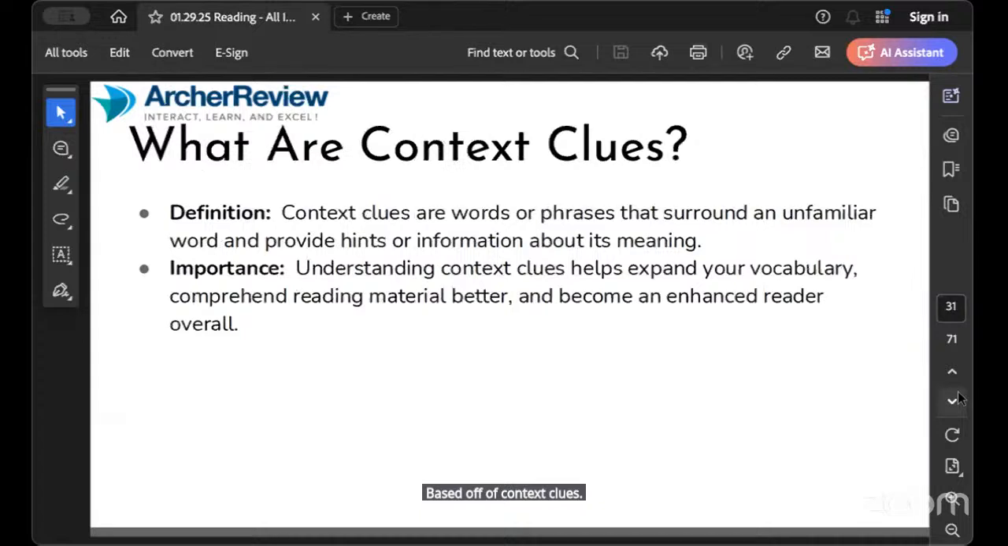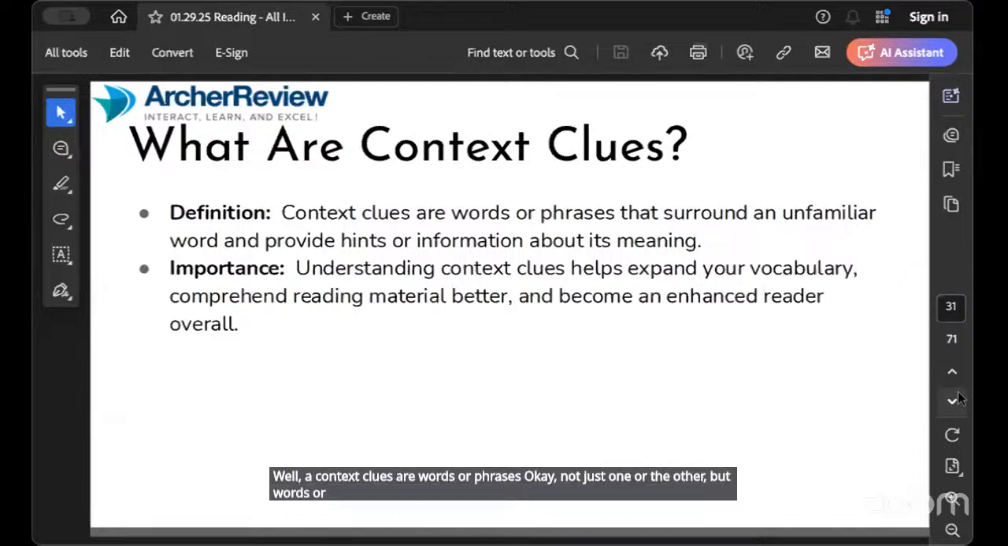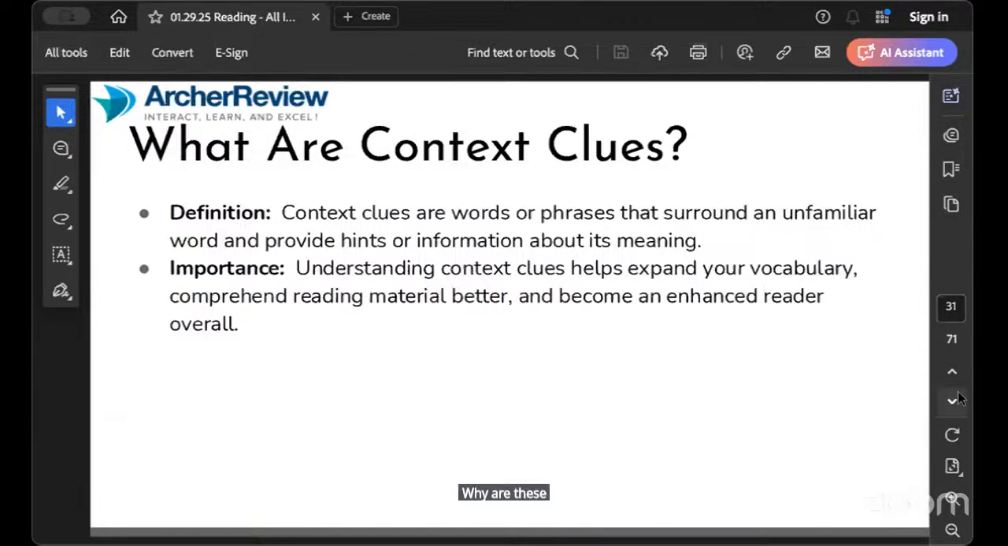So now, again, we're going to talk about some terminology. What are context clues? Well, a context clue or context clues are words or phrases, okay, not just one or the other, but words or phrases that surround an unfamiliar word, and you're going to use those context clues because they provide hints or they give you information about what that word means. Why are these important? Well, thank you for asking.